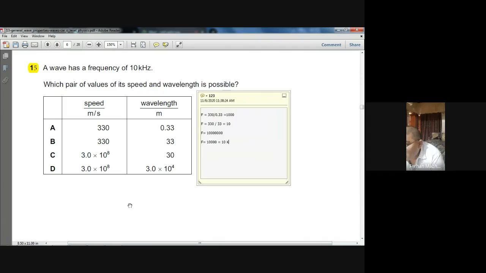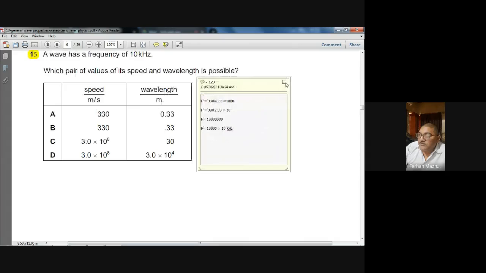So this is basically equal to 10,000 hertz, 10 kilohertz. So D is the choice. I hope you have understood this. So D is the right choice. Question number 15, D is the right choice. I hope it's clear to you.